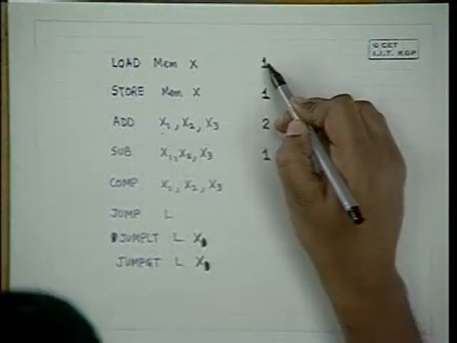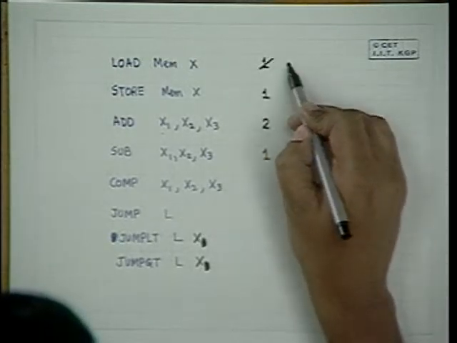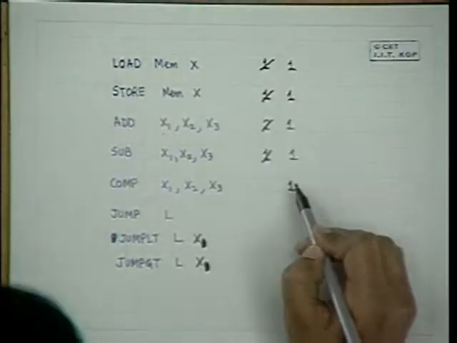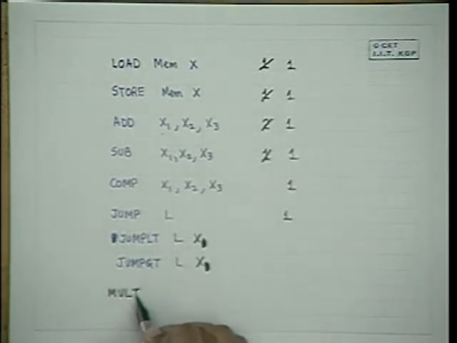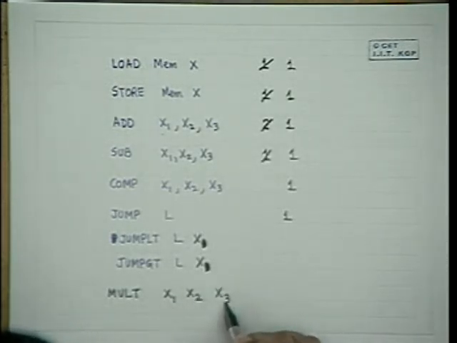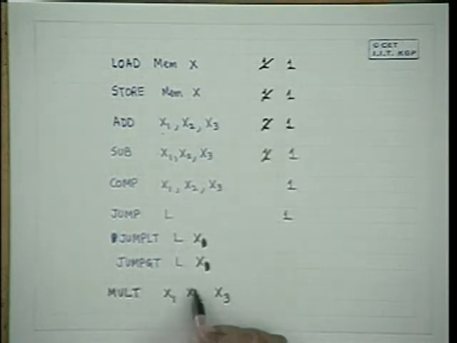And in the simplest condition, what we do is we say that if it takes a constant amount of time, we make everything 1, 1, 1, 1. On the other hand, if somebody provided you a multiplication operation of x1 and x2 and stored the result in x3, then this would possibly not take a constant amount of time. Can you tell me how much time this would take? This would be proportional to the size of x1 and x2.